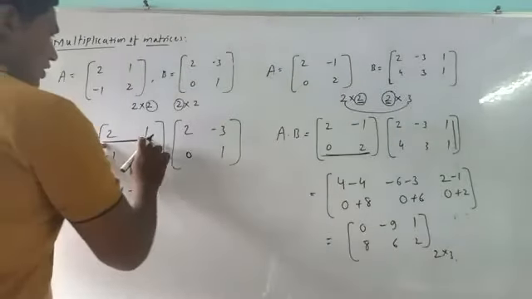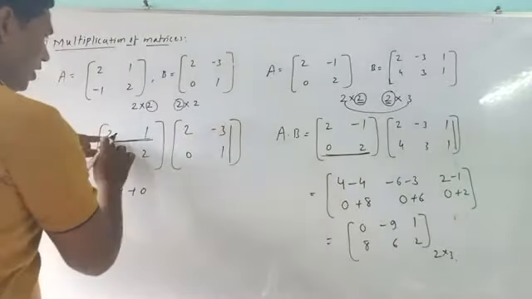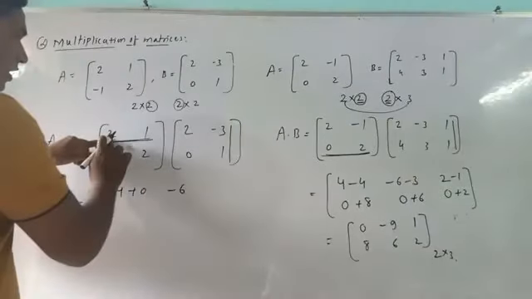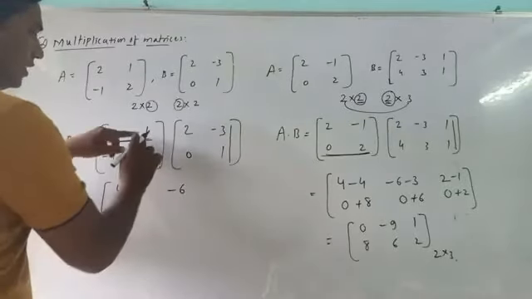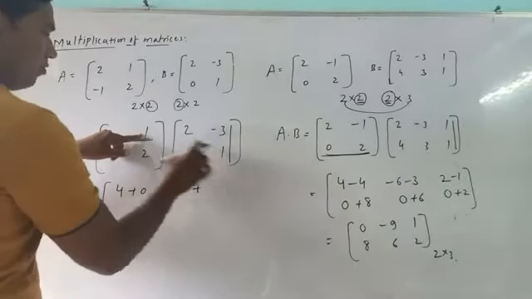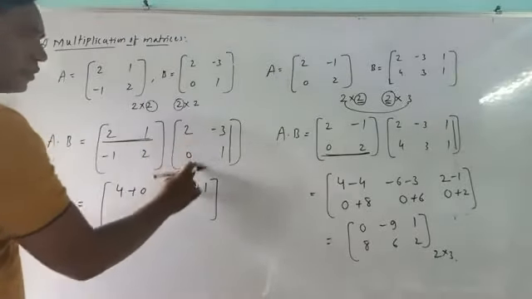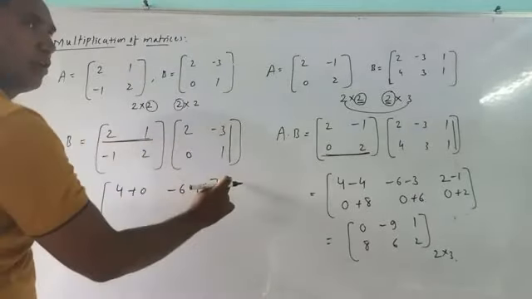Now, first row, second column. So 2 into minus 3, you get minus 6, right? 2 into minus 3, minus 6, and then in between them there is a plus. 1 into 1, 1 is there. Finish. First row, first column. First row, second column. Finish.